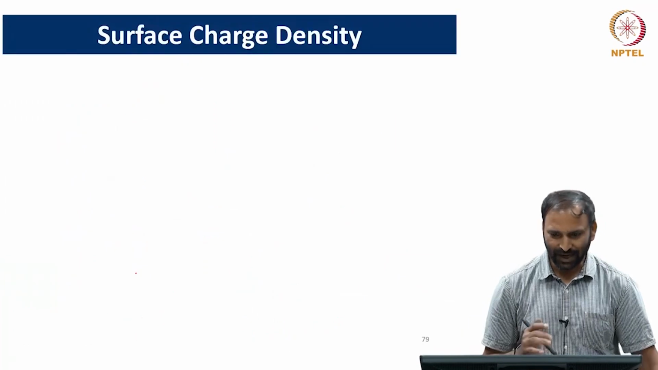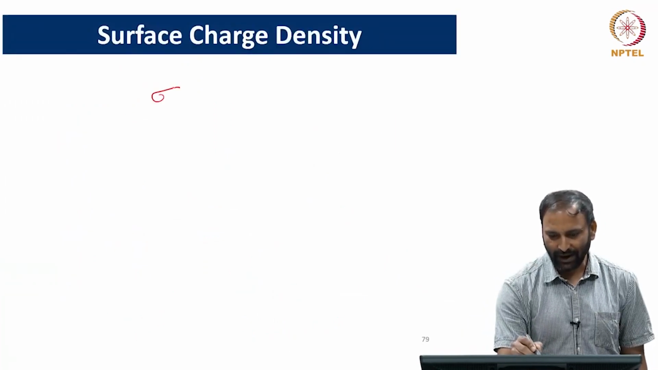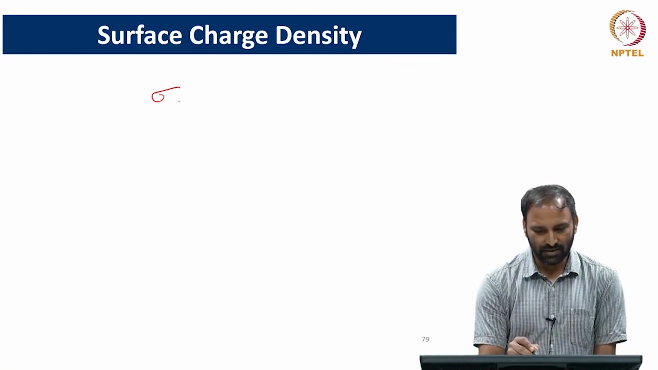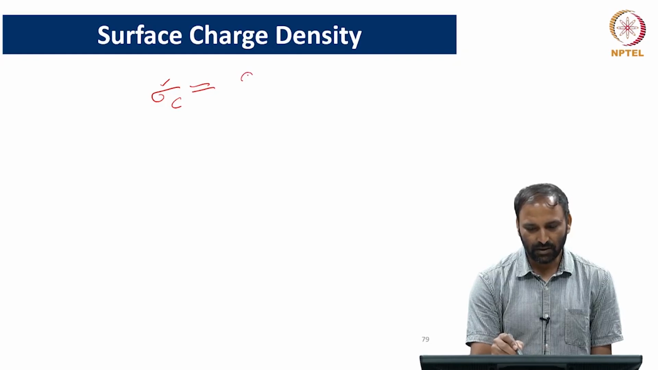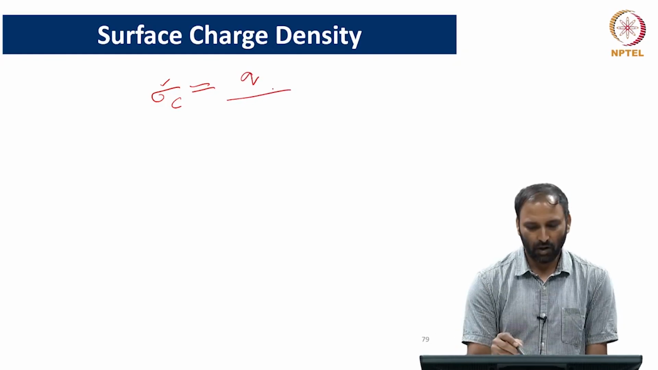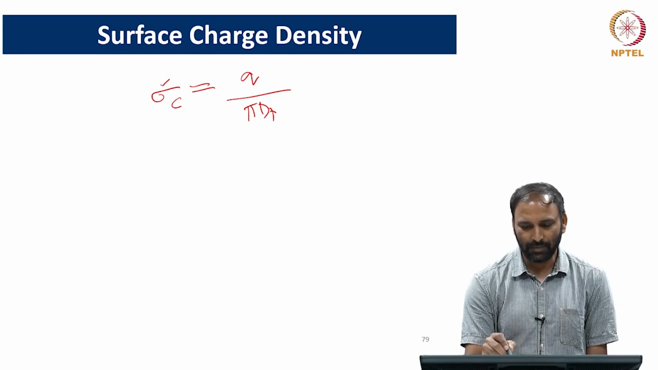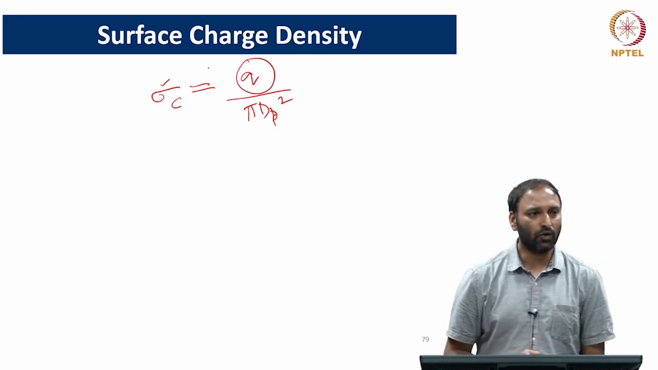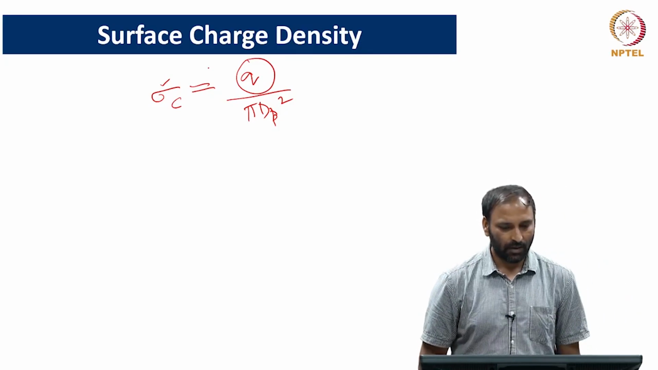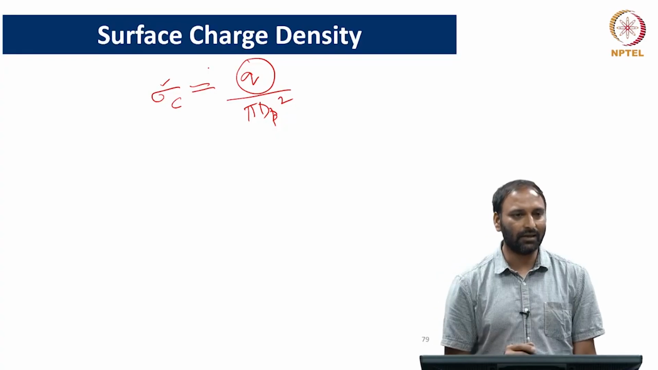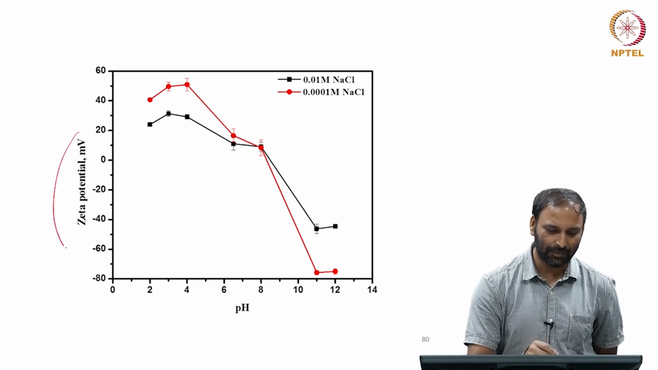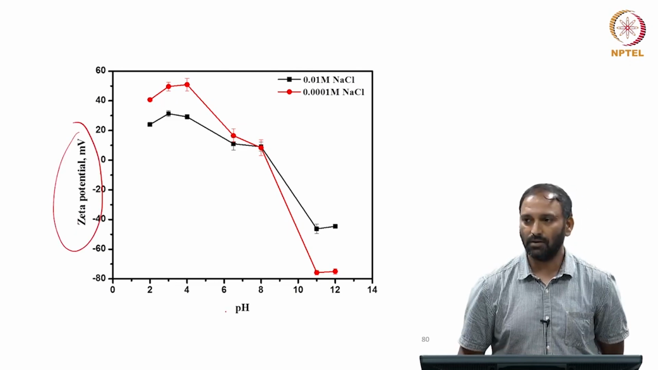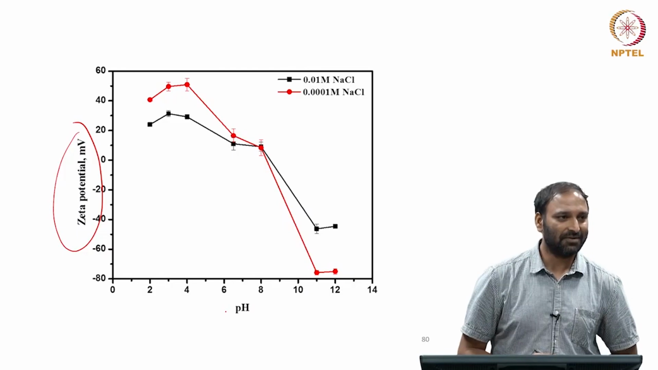So, we have already defined the surface charge density: C for charge, sigma for density, which is defined as Q, the total charge on the particle surface, divided by pi dp square. Now, there are different ways by which you can get q. We will talk about this in detail a little bit later. At this point, I do not know how many of you have heard of a parameter called zeta potential. Have you heard this parameter, zeta potential?